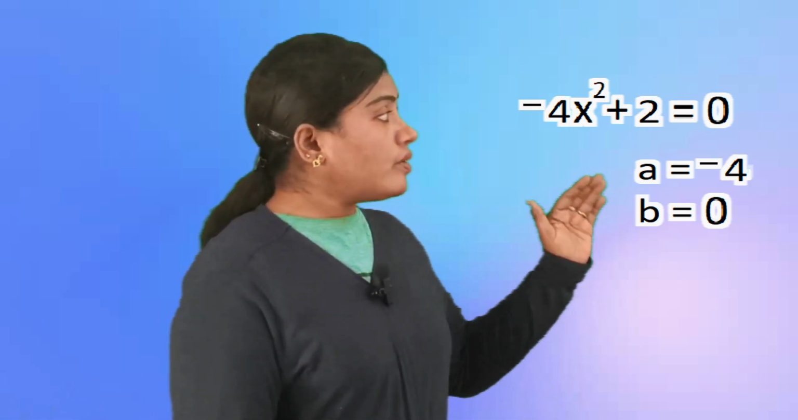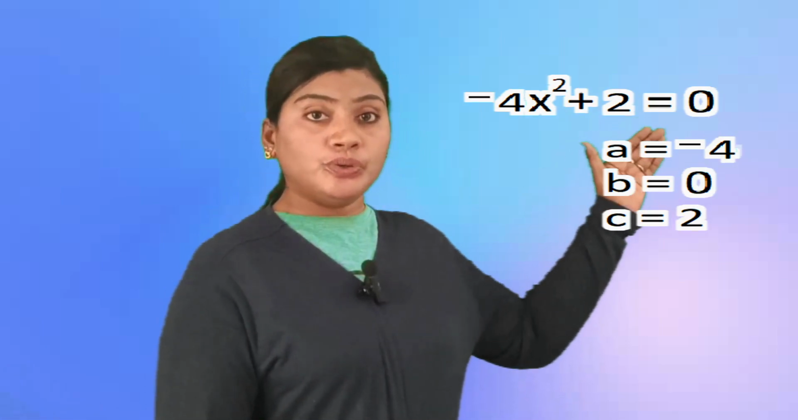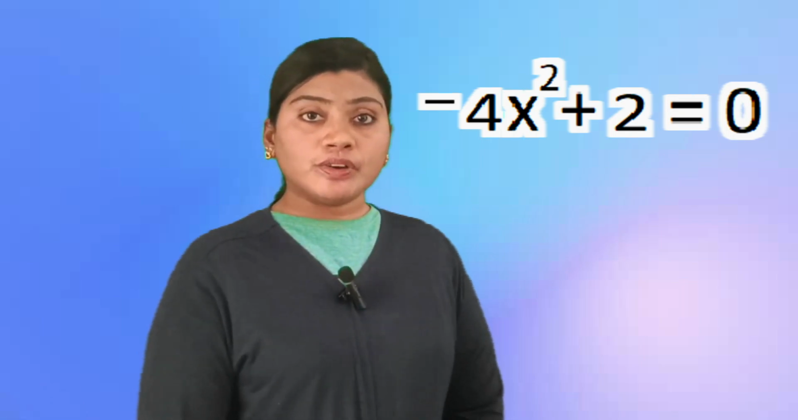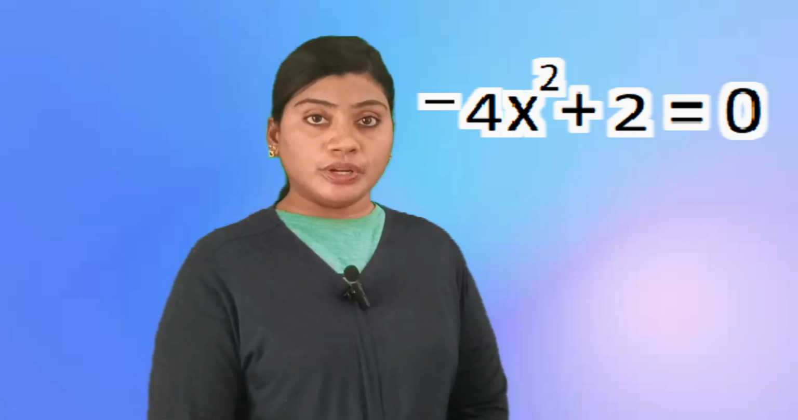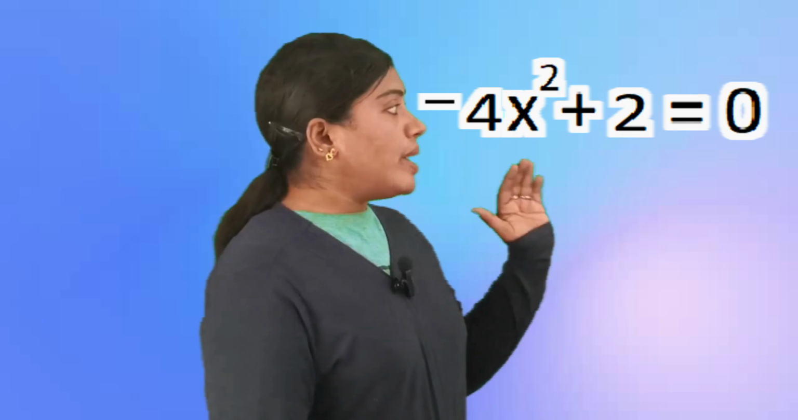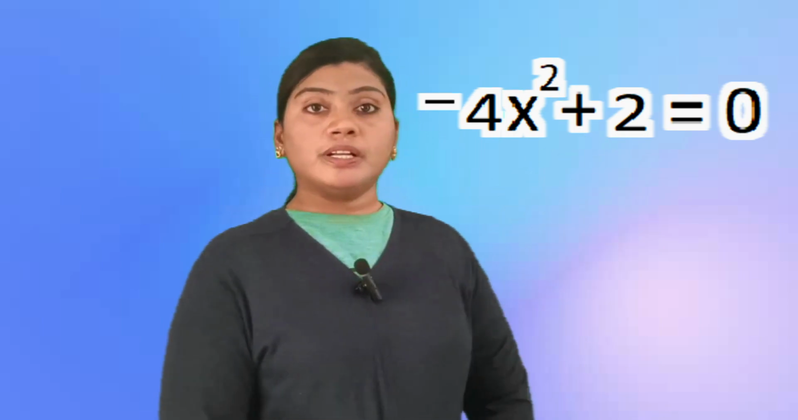That is not a problem, but one condition is that a must not be equal to 0. Here, the constant term c is equal to 2. It is in the form of ax square plus bx plus c is equal to 0. So, we can say that minus 4x square plus 2 is equal to 0 is a quadratic equation.